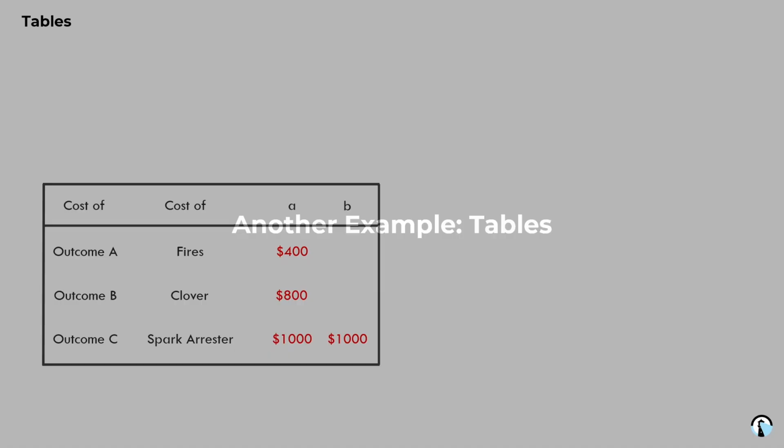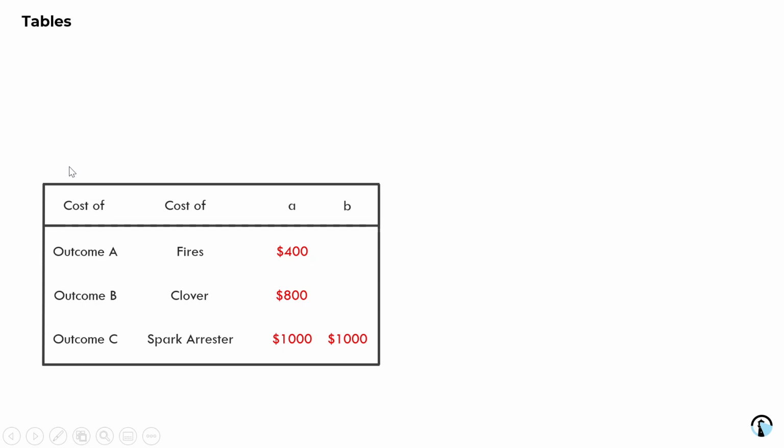I was talking about this table in class, and there was an outcome A, which was fires, outcome B, which was clover, and outcome C, which was spark arrestor. And we were looking at the cost of those outcomes, okay? And those lines over here, this column over here, was a world A. So imagine there's only one world, and it's A, in which fire costs $400, clover costs $800, and spark arrestor $1,000. All right? And I was presenting another world. I was about to present the scenario B. Okay? Let me show you how it actually looked like in the real presentation.